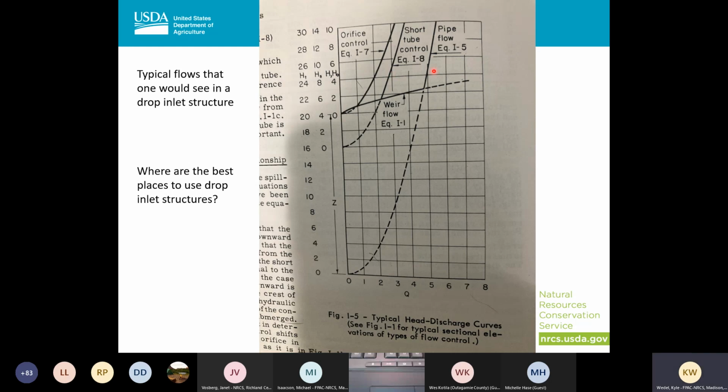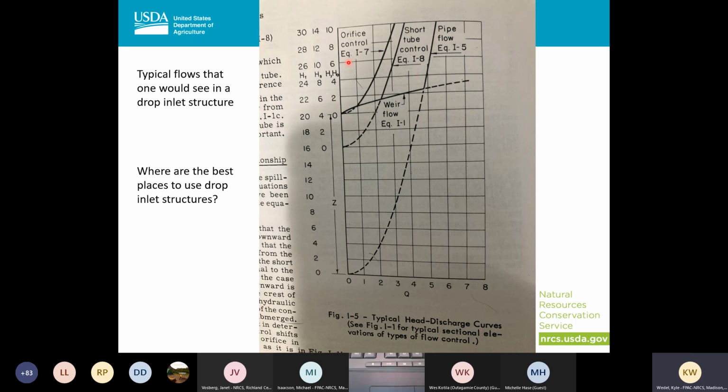And so what they say is the best time to use it is when you're in weir flow. What's going to happen is this part of the curve to this point always holds true. So your goal when you design these is to get it to go from weir flow right to pipe flow and just be able to ignore the short tube and the orifice flow altogether.